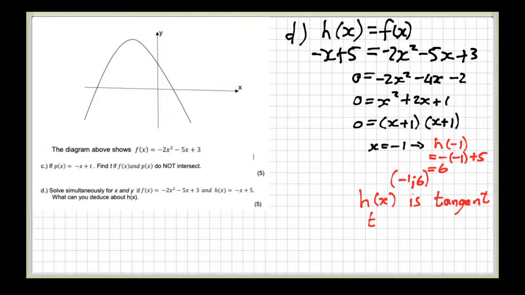It's a tangent to f of x at x equal to negative 1, because it touches it only once. This means it won't cut twice.